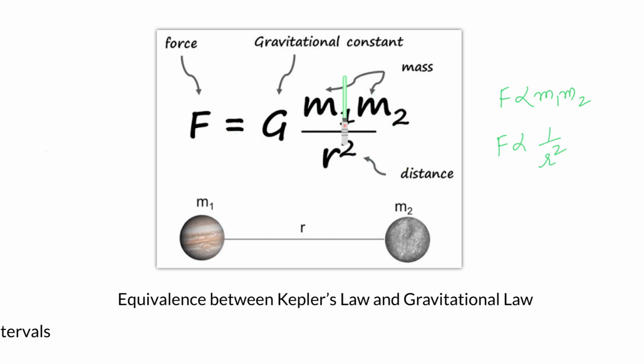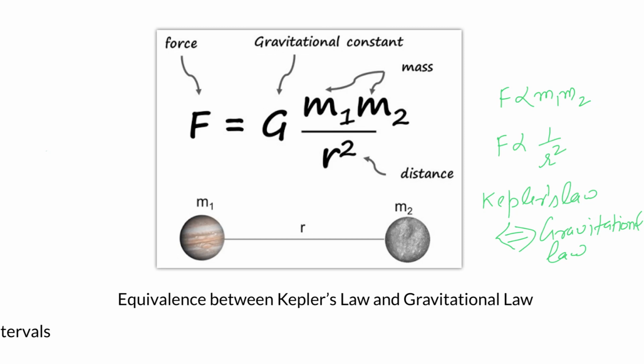So why have we discussed it over here? Because in the next video we will be deriving an equivalence between Kepler's law of planetary motion and the gravitational law of masses. Means we will be deriving Kepler's law from the gravitational law and the gravitational law from Kepler's law. So this equivalence we will be proving in the next lecture.